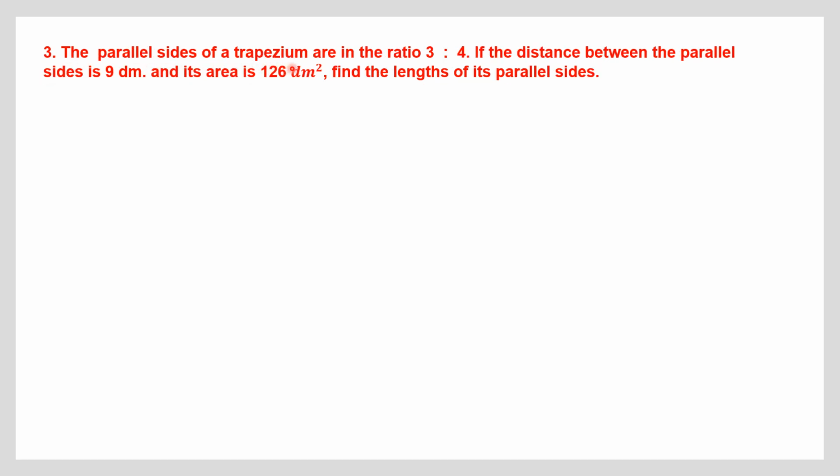Question 3. The parallel sides of a trapezium are in the ratio 3:4. If the distance between the parallel sides is 9 decimeter and its area is 126 decimeter square, find the lengths of its parallel sides. So decimeter is another unit of length. Okay, so now let's draw a figure to understand. So we have a trapezium, the parallel sides. So AD and BC are the two parallel sides. So we can draw the arrowheads for us to understand. These are the two parallel sides and they are in the ratio 3:4.